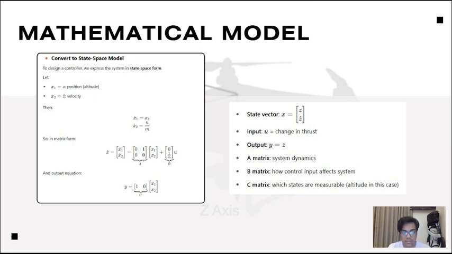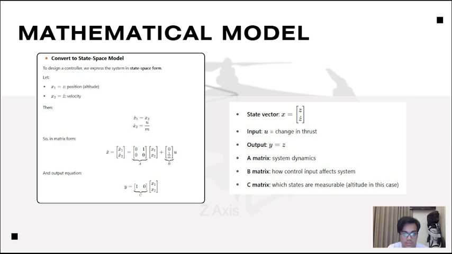To design a controller effectively, we need to express our system in a state-space form. This is a powerful way to represent dynamic systems, especially for control applications. We define our state z sub 1 as our position or altitude, and z sub 2 as our velocity, which is the derivative of z sub 1. From our previous slide, we had m z double dot equals U.